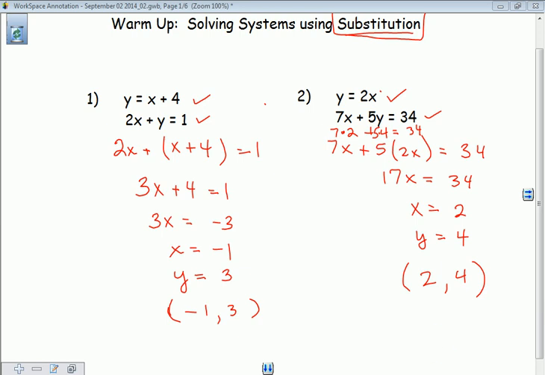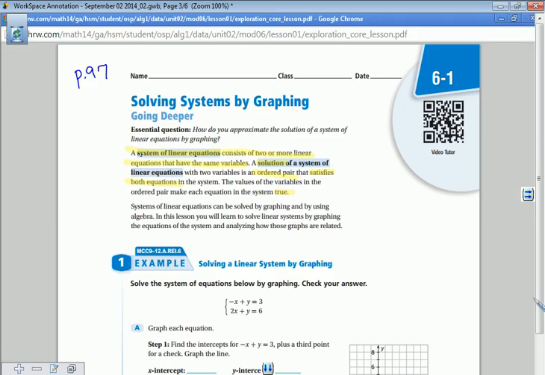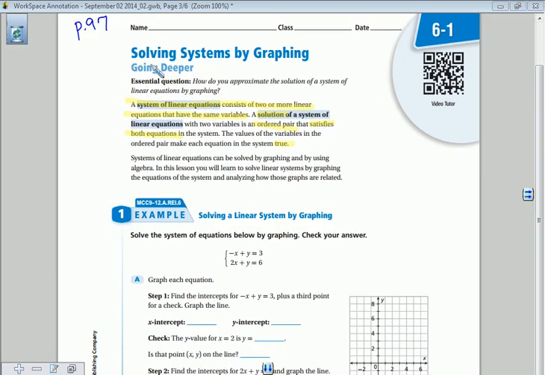Yay! All right. So today we're going back to look at solving systems by graphing. And we're on page 97 in your workbook. So if you have your workbooks with you, please flip to page 97. If you don't, just kind of follow along. And the problems that we do, you do on notebook paper, please. Oh, you can certainly do it in your workbook.